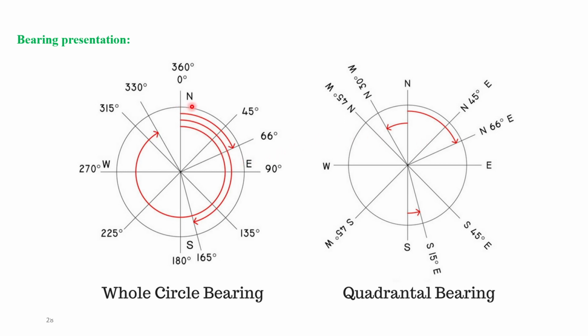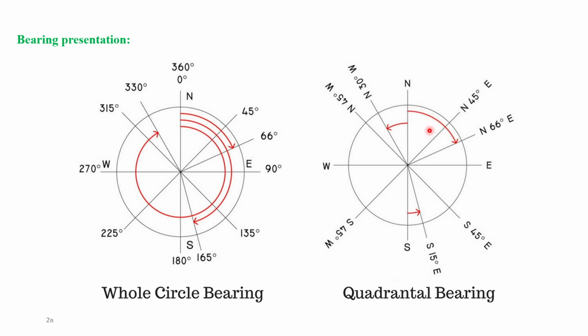In the WCB system, we measure the angle with respect to north only. But in QB, we can measure the angle with respect to north or south. If the line is near to north, we measure with respect to north. If the line is near to south, in this blue quadrant, we measure with respect to south. The third difference is that in the WCB system, we rotate the compass or measure the angle in the clockwise direction only. But in the QB system, we can measure the angle in both clockwise and anti-clockwise directions.